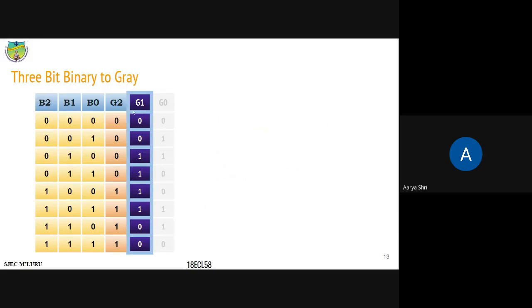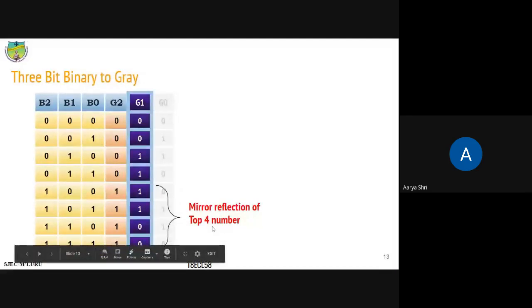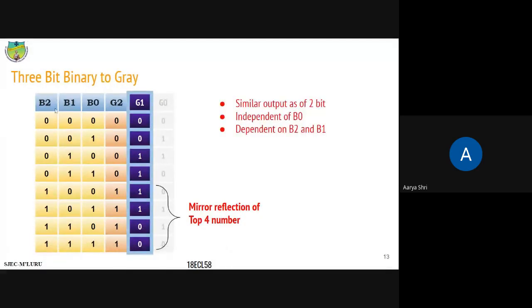Similarly, you have G1 here. In the case of G1 also, the final 4 bits are nothing but the mirror reflection of the top 4 numbers. And you can calculate G1 by taking the XOR of B2 and B1. But the value of G1 will be independent of the value of B0. So G1 is nothing but B2 XOR B1.